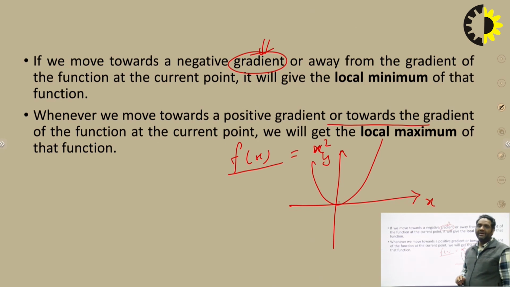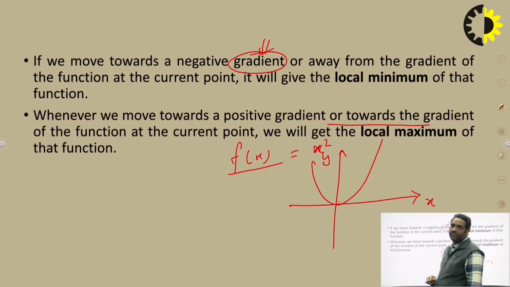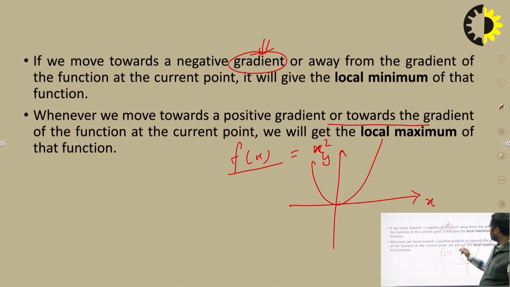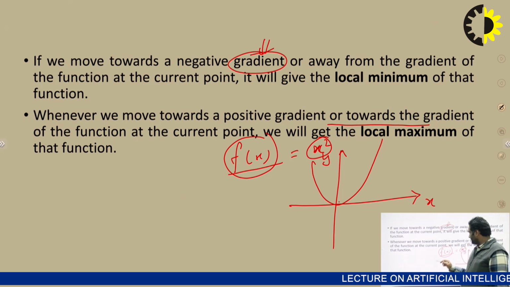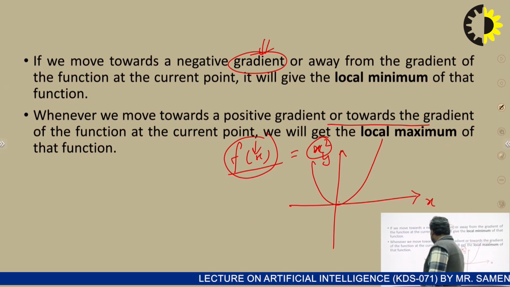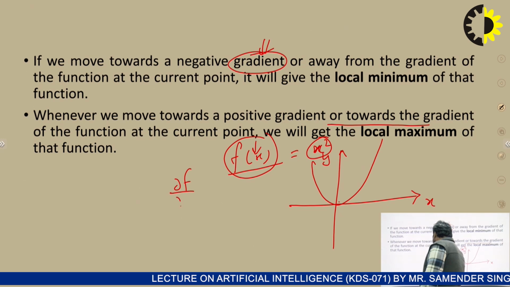But mathematically, how difficult is it to find? So what are the steps? First, we need to find the gradient. Gradient means the derivative of our function. Since it has one variable, it is easy to find the derivative. That is df upon dx.